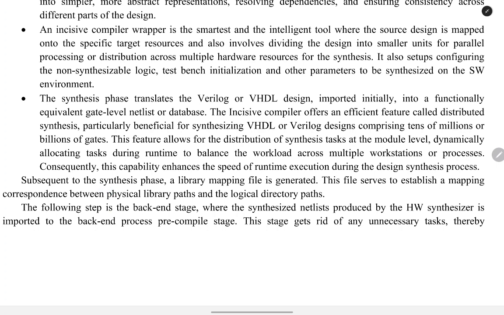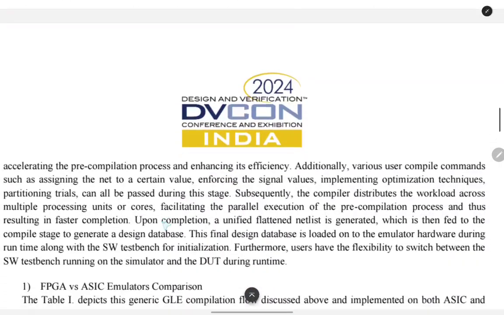Subsequent to the synthesis phase, a library mapping file is generated. This file serves to establish a mapping correspondence between the physical library paths and logical directory paths. The next step is the back-end stage, where the synthesizable netlist produced by the hardware synthesizer is imported to the back-end process precompile stage. The stage gets rid of unnecessary tasks, thereby accelerating the precompile process and enhancing its efficiency.